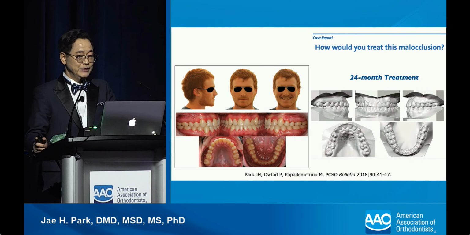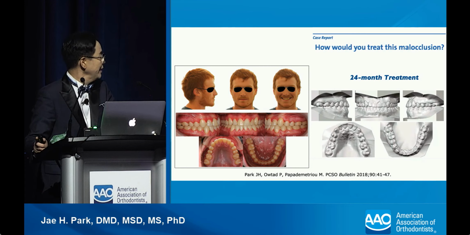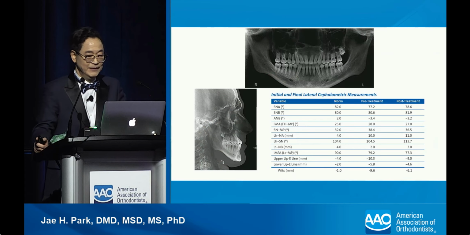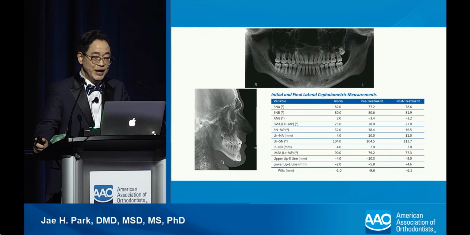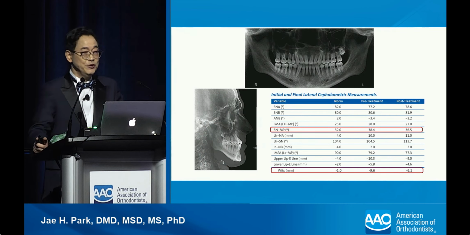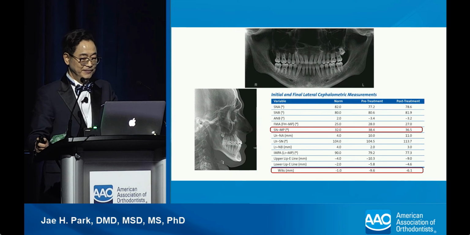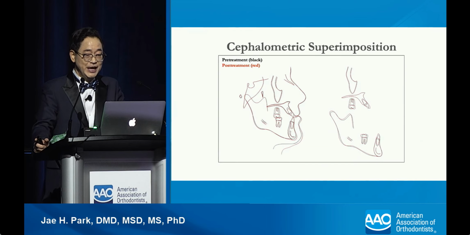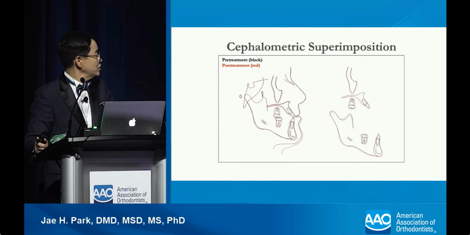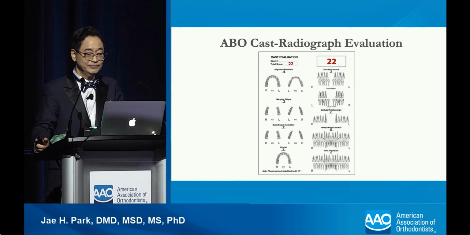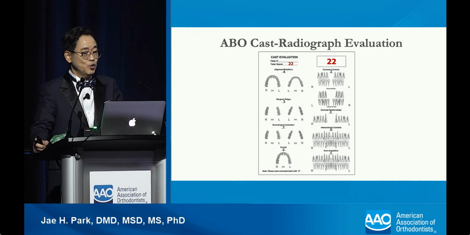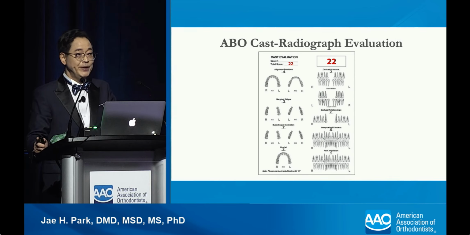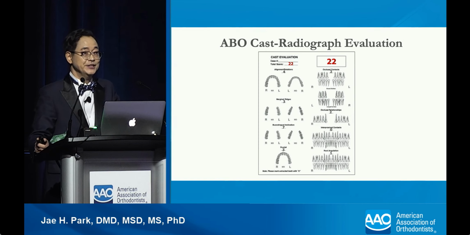After 2 years of treatment, here are the post-treatment photos and dental cast. On the post-treatment radiographs, his SNMP and width have improved. To improve his overjet, upper incisors were proclined and lower incisors were retroclined. His ABO-CRE score was 22. If the score is lower than 27, you can pass the ABO case-based clinical examination.